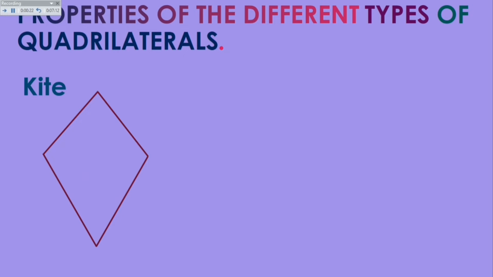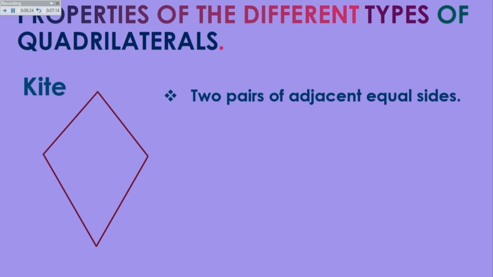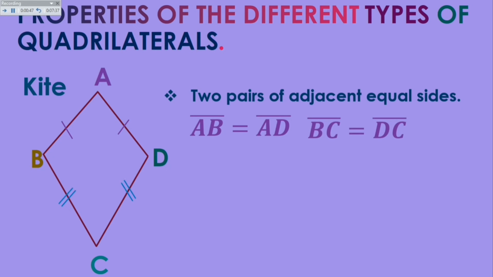The kite. The kite has two pairs of adjacent sides that are equal. If we name this kite side A, B, C, and D, AB is equal to AD. Why? Because AB is adjacent to AD. Similarly, BC is adjacent to DC, hence they are equal.